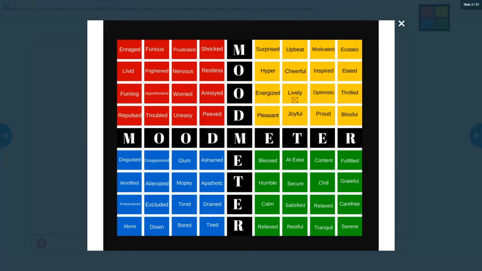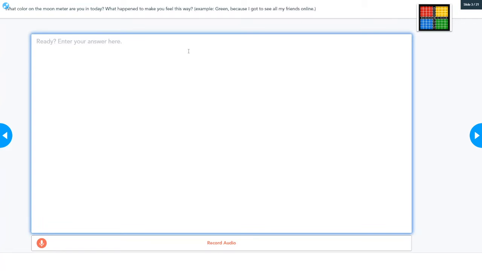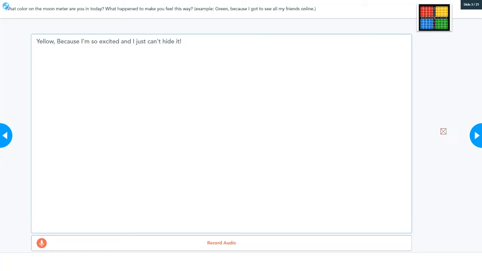Right now, I'm feeling really energized and lively, so I'm in the yellow zone. My mood today is yellow because I'm so excited and I just can't hide it. Then you would push the blue submit button down here, but I'm in teacher mode, so I can't submit anything.